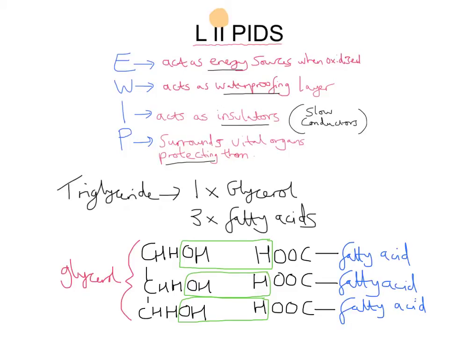Now, if one of those fatty acids were removed, if we removed one fatty acid and we replaced that with something called a phosphate, that is what we call, and I put it in brackets here, that's what we call a phospholipid.